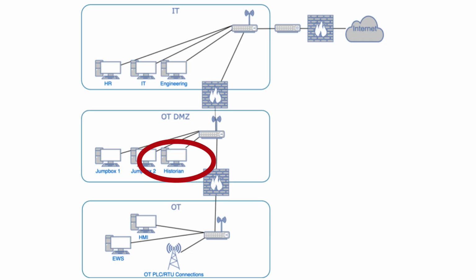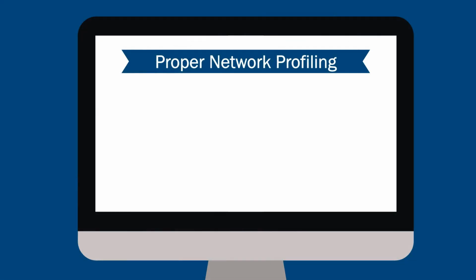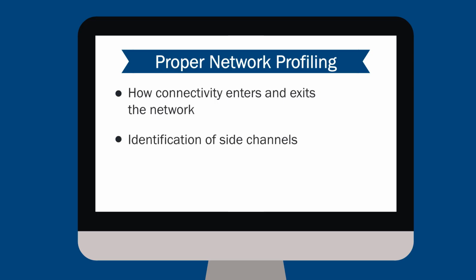For example, a historian device in an OT DMZ might gather logs from field PLCs through a firewall. If this historian is not securely isolated, it could serve as a pivot point for further infiltration into the OT environment. Proper network profiling requires a detailed understanding of how connectivity enters and exits the network, the identification of side channels, and the management of transient devices. By addressing these areas, vulnerabilities can be mitigated, and the security of both IT and OT environments can be enhanced.